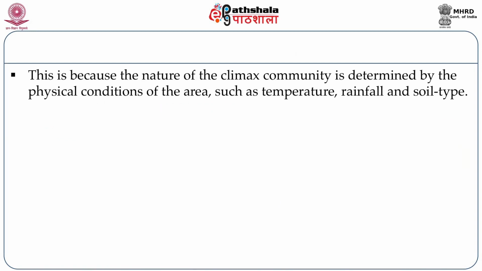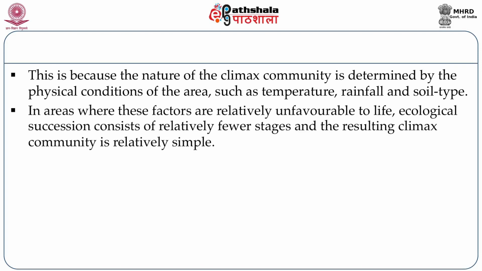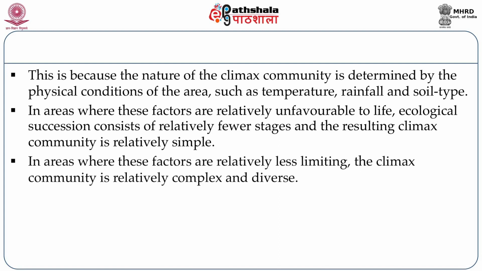This is because the nature of the climax community is determined by the physical conditions of the area, such as temperature, rainfall, and soil type. In areas where these factors are relatively unfavorable to life, ecological succession consists of relatively fewer stages, and the resulting climax community is relatively simple. In areas where these factors are relatively less limiting, the climax community is relatively complex and diverse.